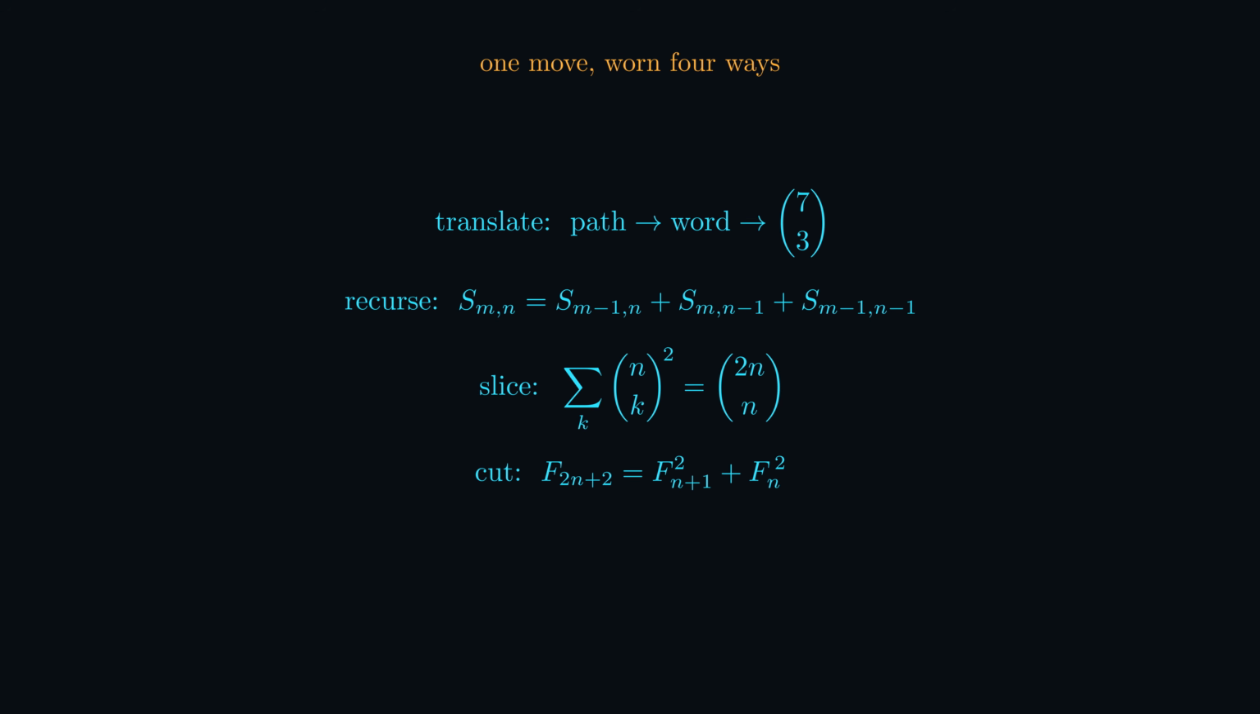1 episode, 1 move, worn 4 ways. Translate. A path is a word, and words are easy to count. Recurse. When listing gets heavy, let each corner feed on its neighbors. Slice. A checkpoint line turns 1 count into a sum of squares. Cut. A line of symmetry turns Fibonacci into sums of squares. Whenever 2 honest counts meet, an identity is born. Whatever you count, count it twice.